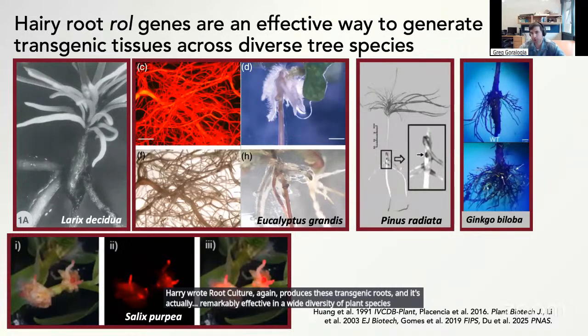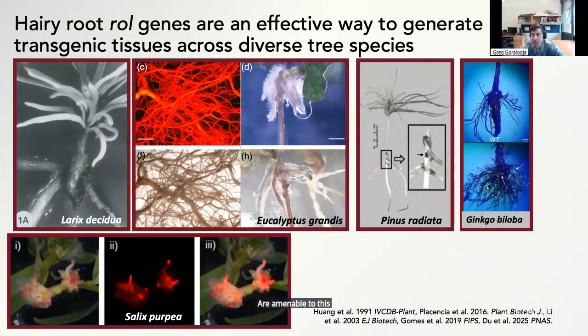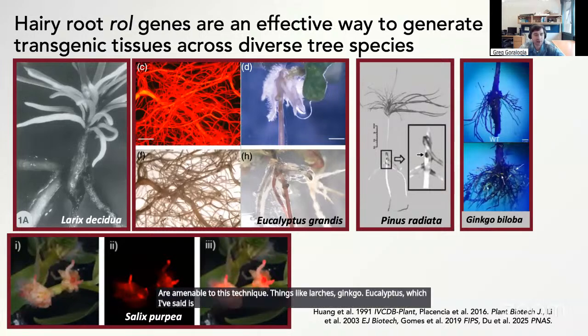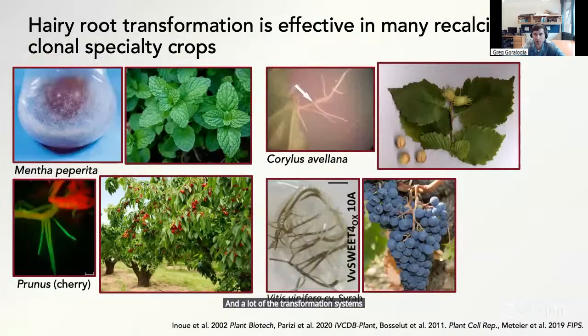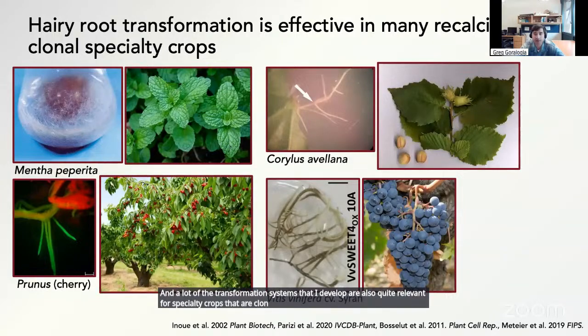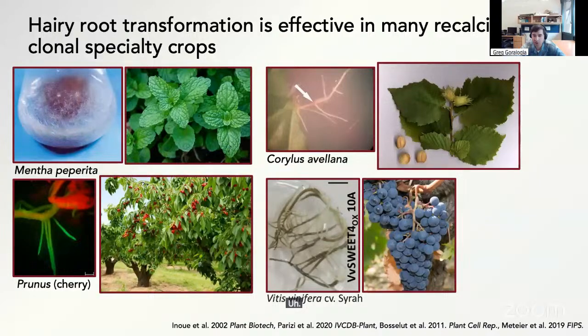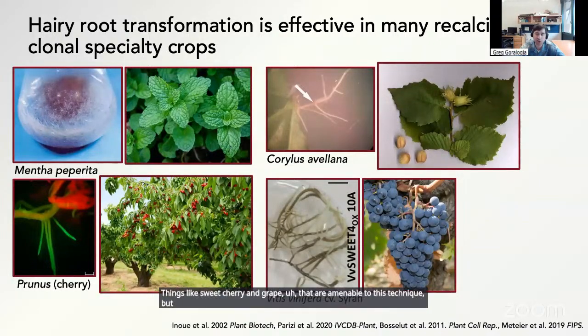Hairy root culture produces these transgenic roots, and it's remarkably effective in a wide diversity of plant species. I work in trees, and some of the most difficult ones, including some gymnosperms, are amenable to this technique: larches, ginkgo, eucalyptus, which I've said is very challenging, radiata pine, as well as willows, which are quite recalcitrant. And a lot of the transformation systems that I develop are also relevant for clonally propagated specialty crops, like sweet cherry and grape, that are amenable to this technique but very challenging to use with a disarmed Agrobacterium strain.